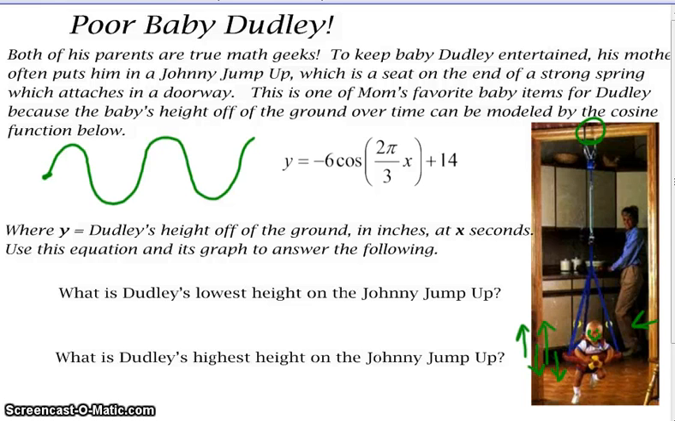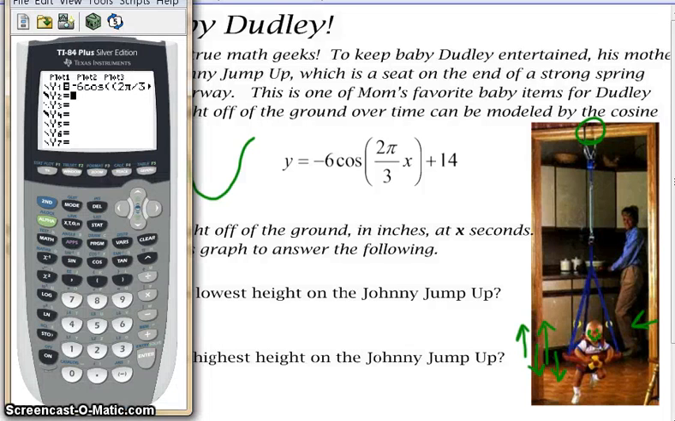Start looking at the questions that are being asked. Y stands for his height off the ground. And we want to know, first of all, what is his lowest height on the Johnny jump up? Well, my calculator can do all this for me by using the table feature. I just hit second window. I'm going to tell the calculator, let's start my table at 0. That 0 stands for time 0. That's what X stands for, the number of seconds. So at 0 seconds, where's Dudley? Now if I hit second graph, I get to table.